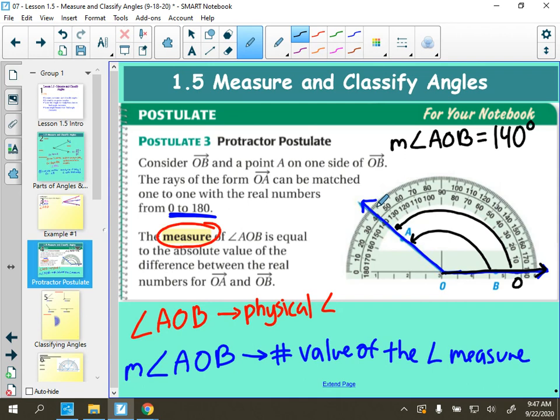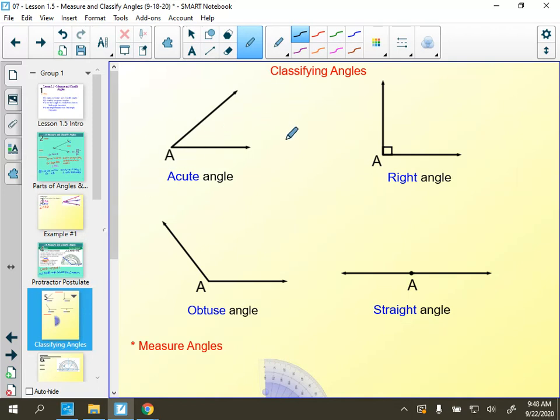Okay. So a lot said there, a lot written as far as the postulate. The big takeaways are using this symbol when we're talking about the number value, and essentially how to read a protractor, how to use a protractor. All right. Next note, so pause, add anything you need to add there. The next note is classifying angles by their measure, classifying angles by measure.